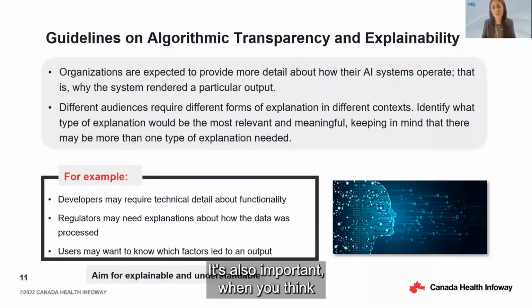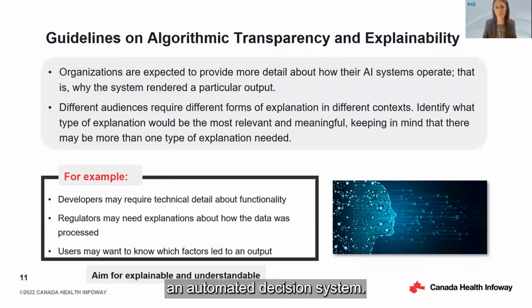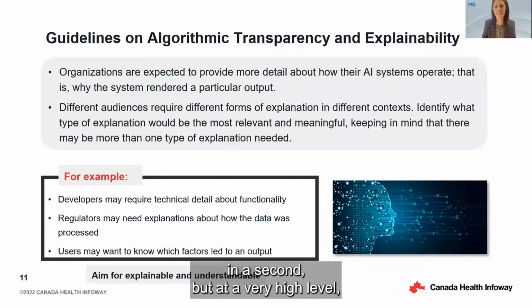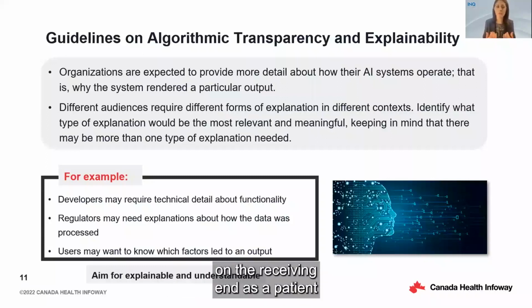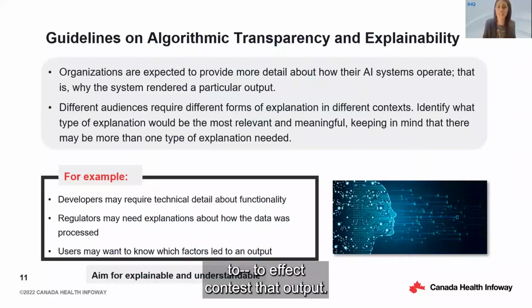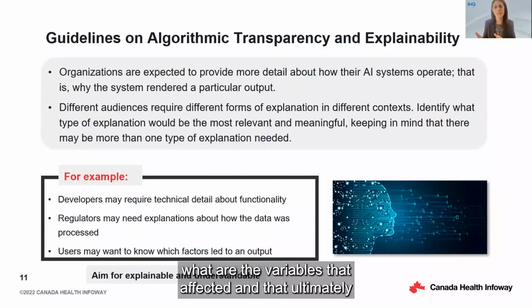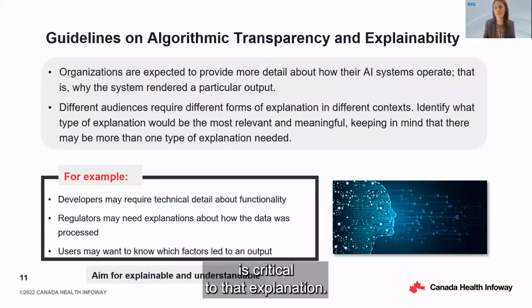This is really important. It's also important when you think about trying to exercise your rights over that output, particularly in the context of an automated decision system. We're going to look at automated decision systems in a second, but at a very high level, just as a bit of a précis, the automated decision system is a system that assists or replaces human judgment in decision-making capabilities. And in the healthcare context, where we are on the receiving end as a patient of an automated decision system, even where there may be a human in the middle that helps to interpret, we may want not only a deeper explanation, but in some cases, we might actually choose to contest that output. And being able to understand how the output was formed, what the variables were that ultimately resulted in that particular output, is critical to that explanation.